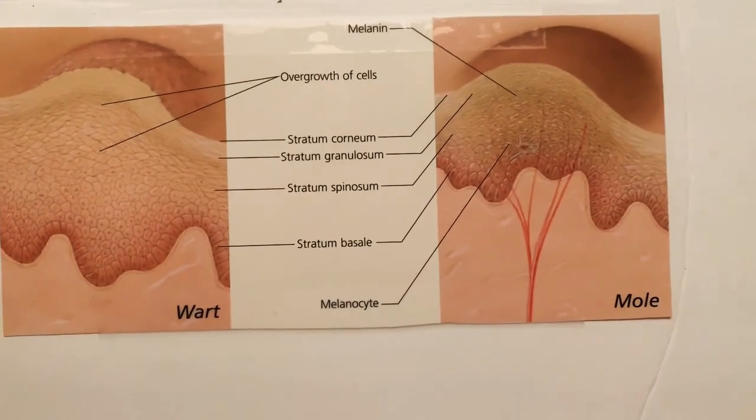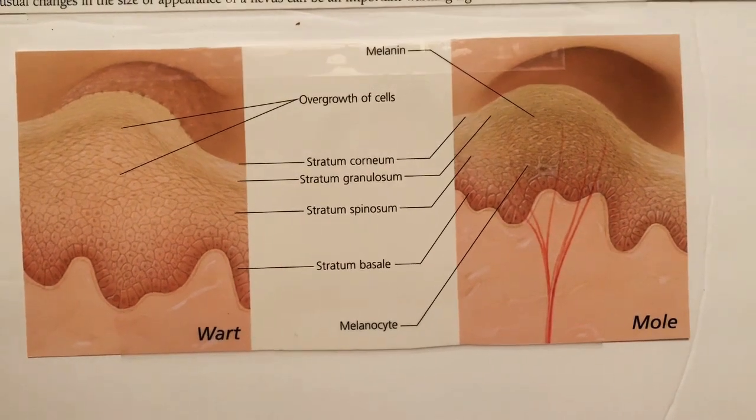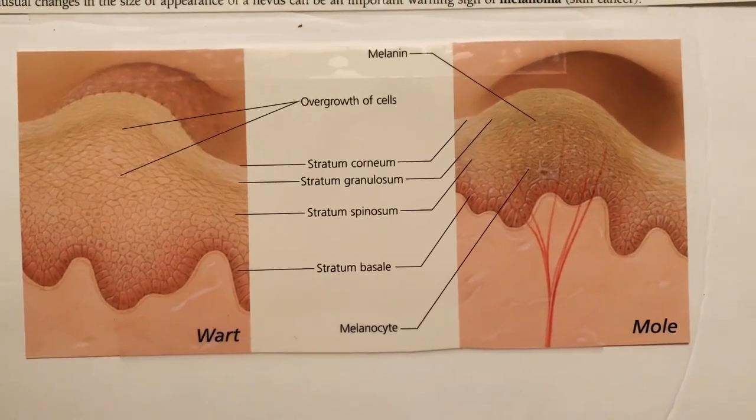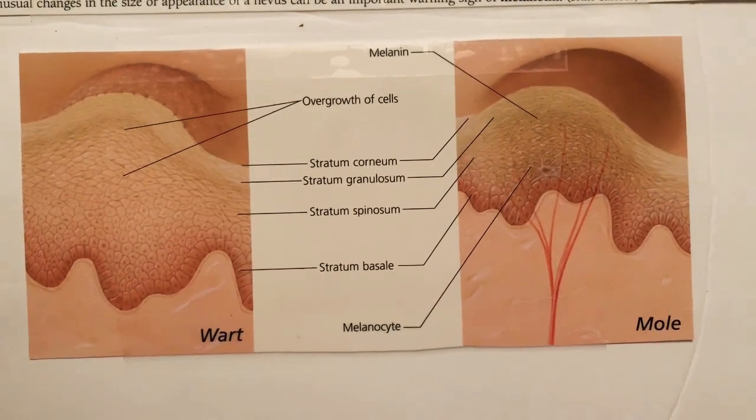As for moles, they are skin lesions commonly in light-skinned people that are often small and round and usually benign. Moles contain melanin, which gives them a brown or tan color. This is the difference between wart and mole. You can see the melanin, melanocyte, overgrowth of cells, the stratum corneum, granulosum, spinosum, and basal.